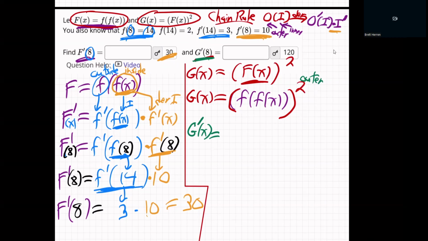That's the main outer layer. And we have this middle layer, and then we have this inside layer, right? Because the outer layer is the 2 power. Inside of that, we have this first f, and then little f, and then inside of that even, we have another little f nested in there. We have 3 layers. It's a 3-layer chain rule.